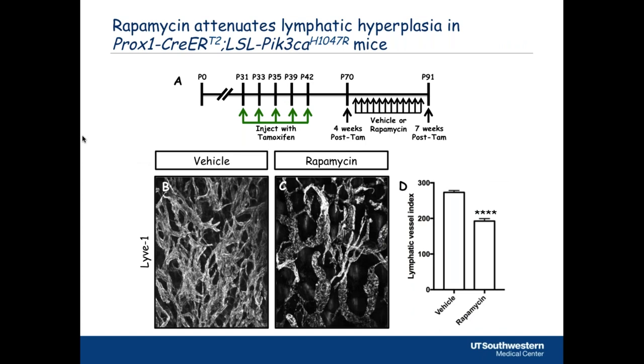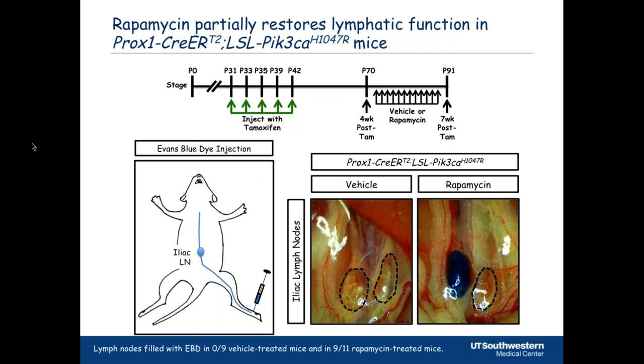We then performed an intervention study. In this experiment, we let mice develop the disease, and then we treated them with either vehicle or rapamycin. So we injected mice with tamoxifen. We then let the mice age for 4 weeks, and during that time, the lymphatic network becomes hyperplastic and dysfunctional. We then started to treat mice with vehicle or rapamycin, and we treated them for 3 weeks. We found that in this setting, rapamycin could attenuate lymphatic hyperplasia in our mutant animals.